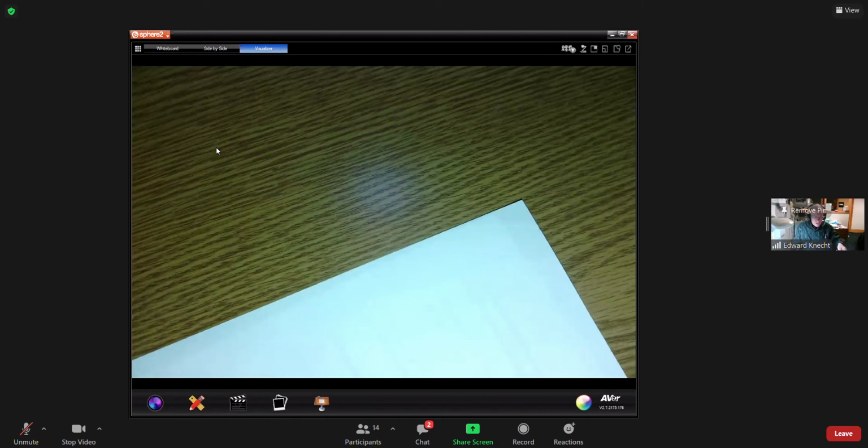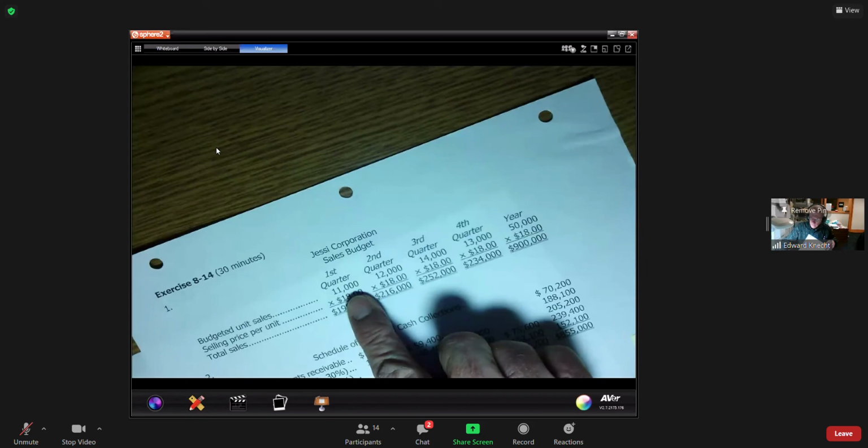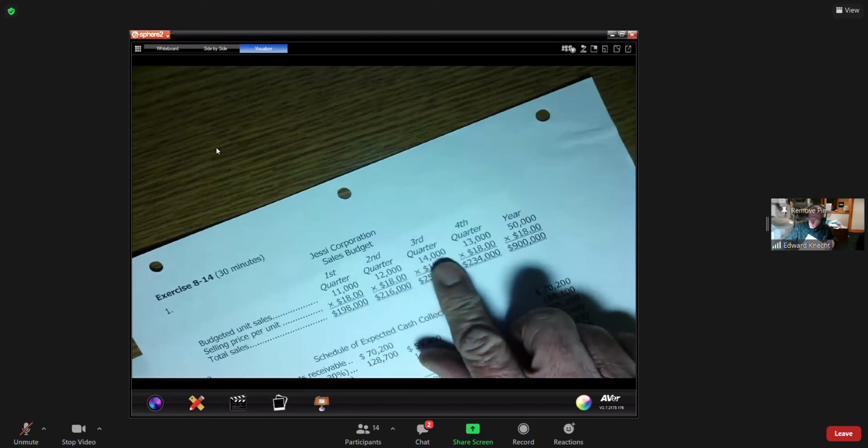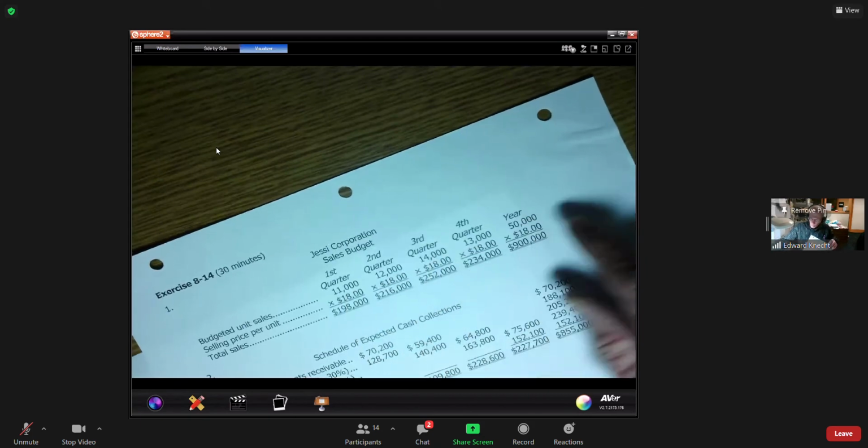So you're going to need to know the number of units in each quarter. Well, that was given here in our sales budget: 11,000, 12,000 units, 14,000, 13,000, total for the year, 50,000. So let's put that down, the budgeted unit sales for each quarter and for the year. That wasn't hard. That was given.